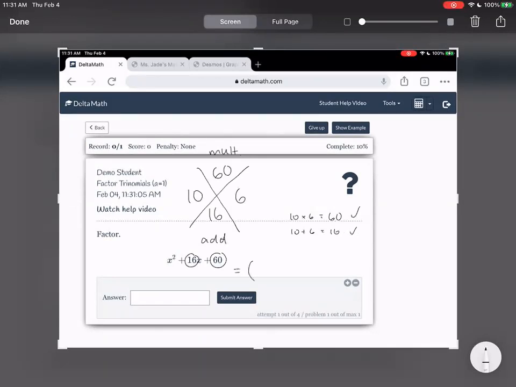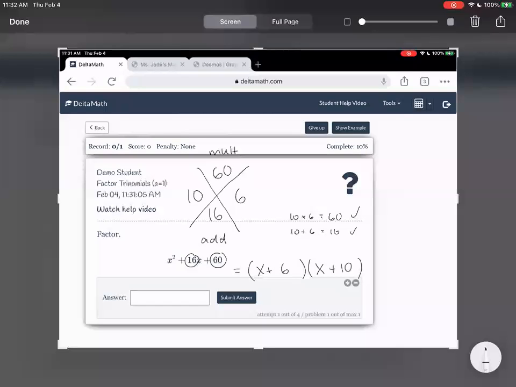So how would I write my factors? What goes in the parentheses? X plus 6. And? X plus 10. Good. X plus 6, x plus 10. I'm going to pause here so you guys have a little bit of time.